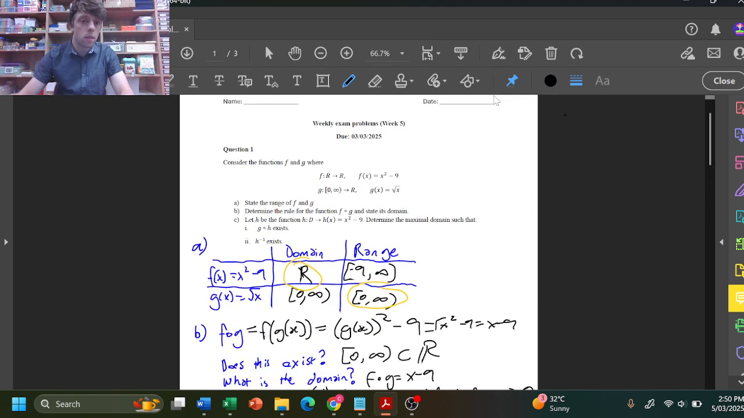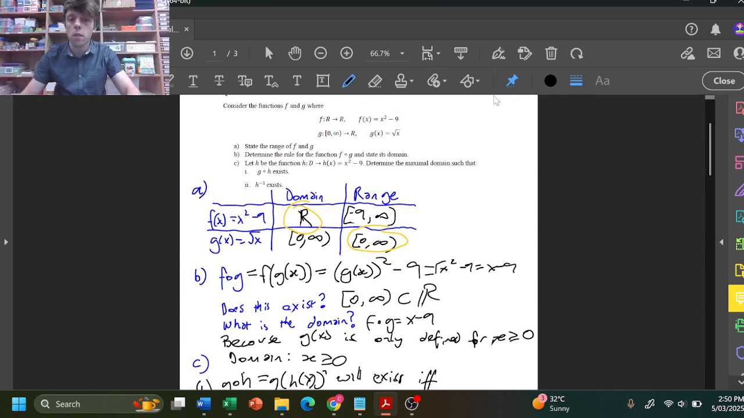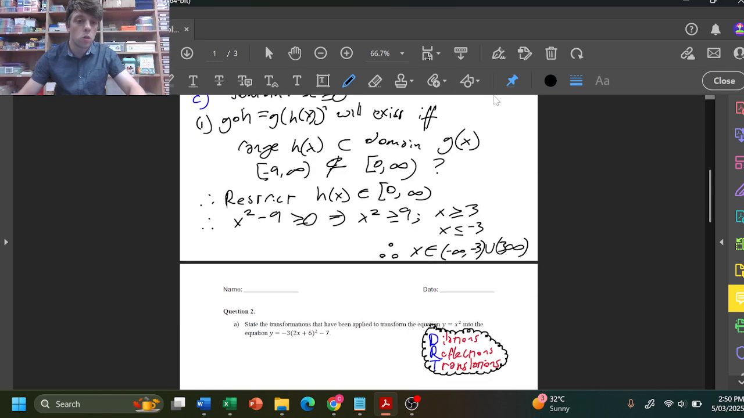And what about our requirements for h inverse to exist? Well, the inverse of this function here will only exist if the function is 1-to-1. So the inverse of a function only exists if the function is 1-to-1. So we'll just do it up here.